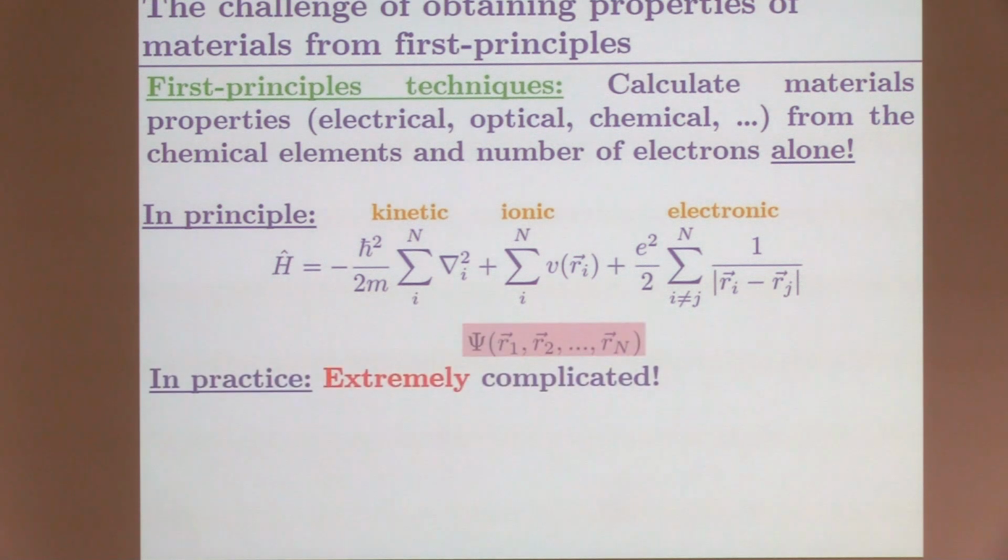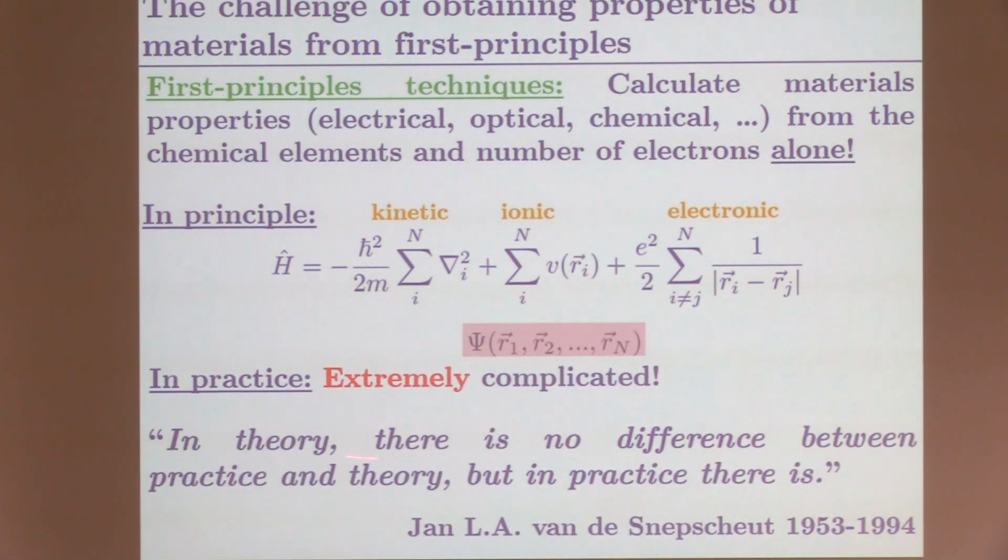But then once you go to practical calculations, this becomes very, very complicated because you have to apply this Hamiltonian to a wave function psi that depends on the coordinates of all the electrons present in the system. So if you have 10 electrons, you have a 30-dimensional object. But then, of course, we have many, many electrons in these molecules and metals. So this object becomes extremely complicated, not only to optimize it in calculations, but even to think about it because it's so highly dimensional. Now, this brings me to a nice quote that I like to show here, and that is, in theory, there is no difference between practice and theory, but in practice there is.